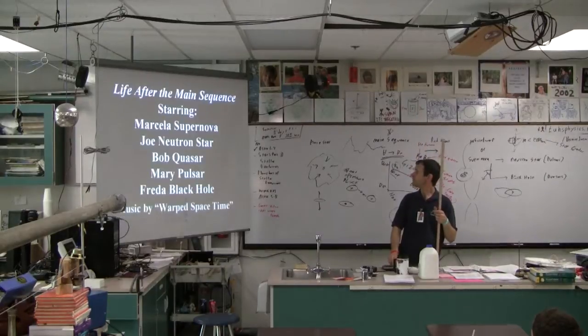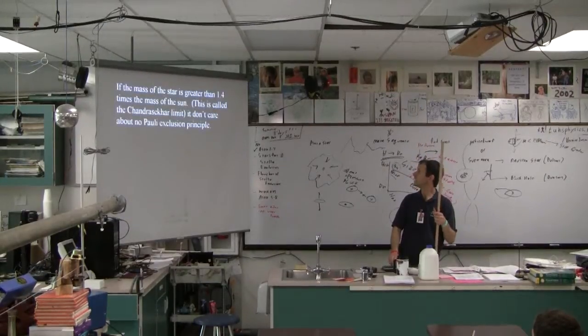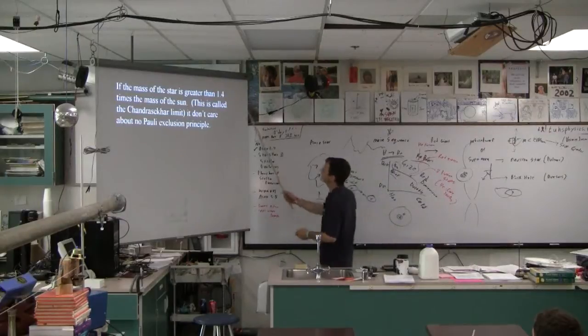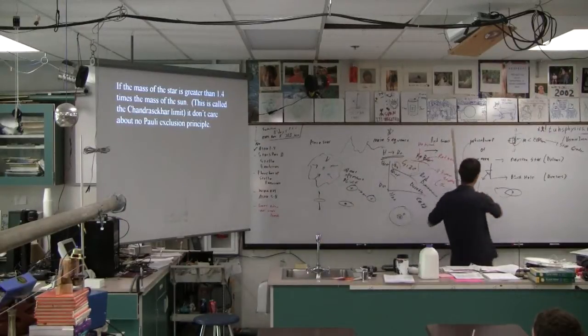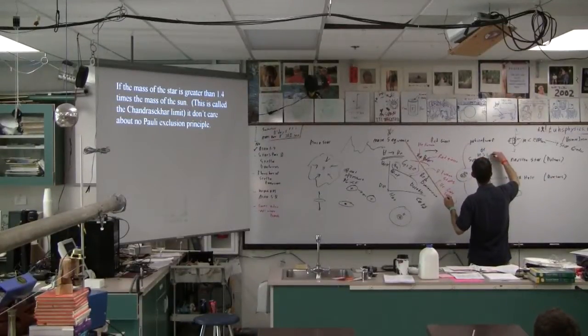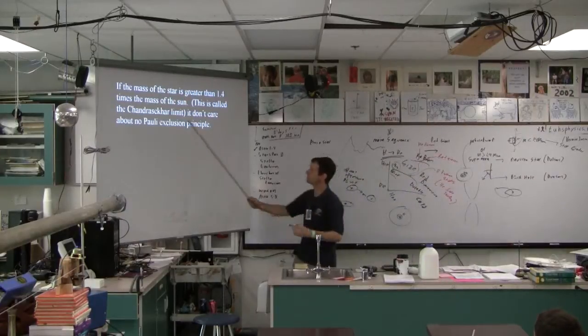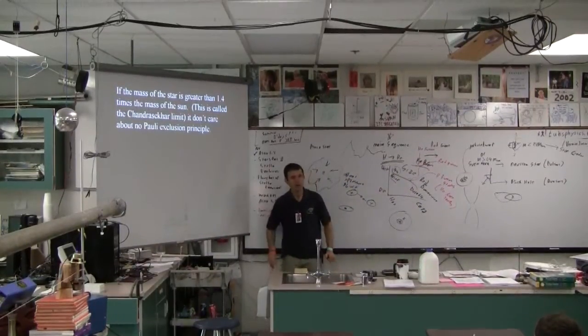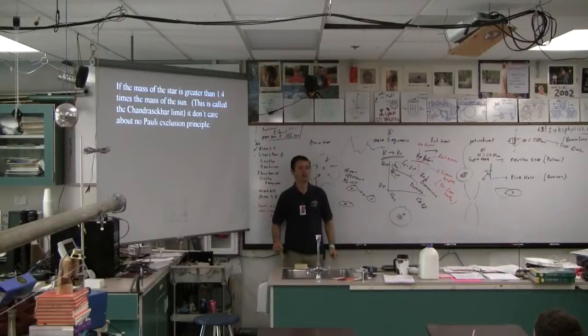If it's greater than 1.4 times the mass of the sun, something really special happens, right? This is something called the Chandrasekhar limit. So let's all say that word. Chandrasekhar. There we go. Subramanyan Chandrasekhar. I've looked it up on Wikipedia and I don't remember. But he's a guy from India. He was from British India, which is now Pakistan.